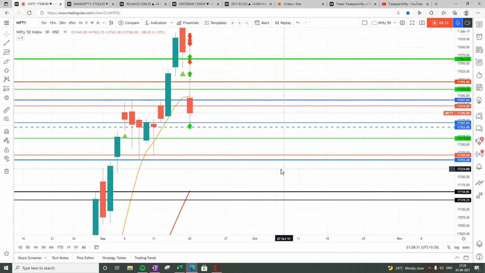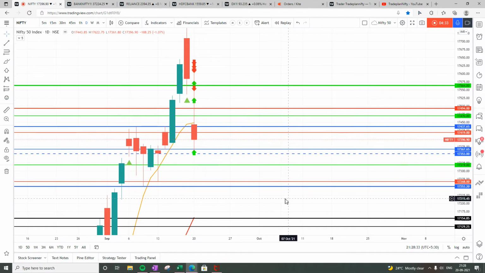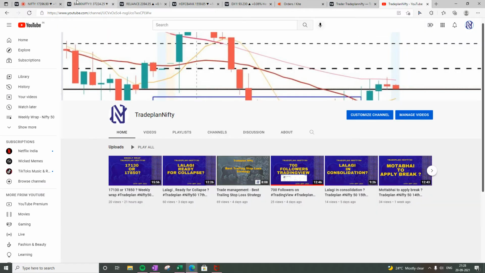I use a fairly simple trade setup. If you want to know more about my trade setup, then check out my video called Trade Setup Explanation on my YouTube channel Tradeplan Nifty.